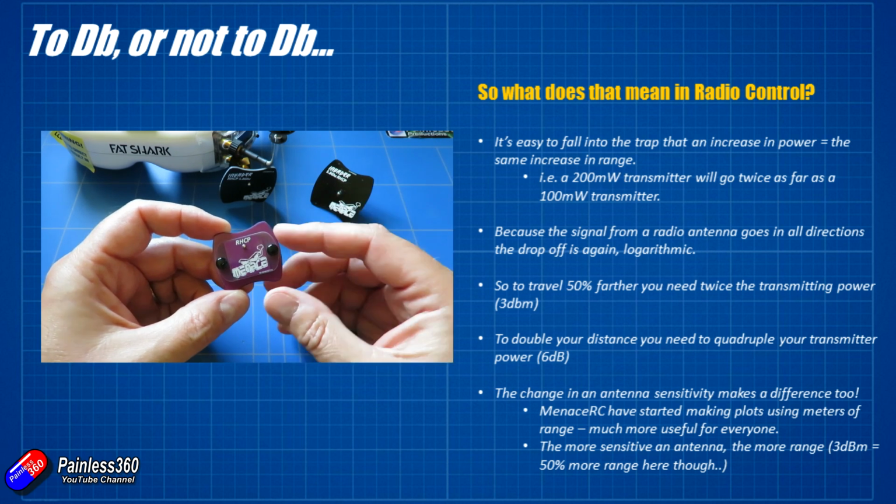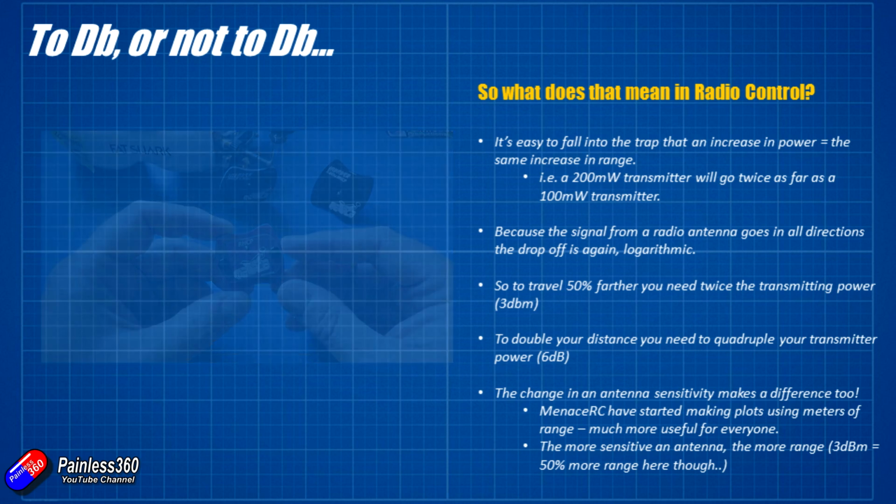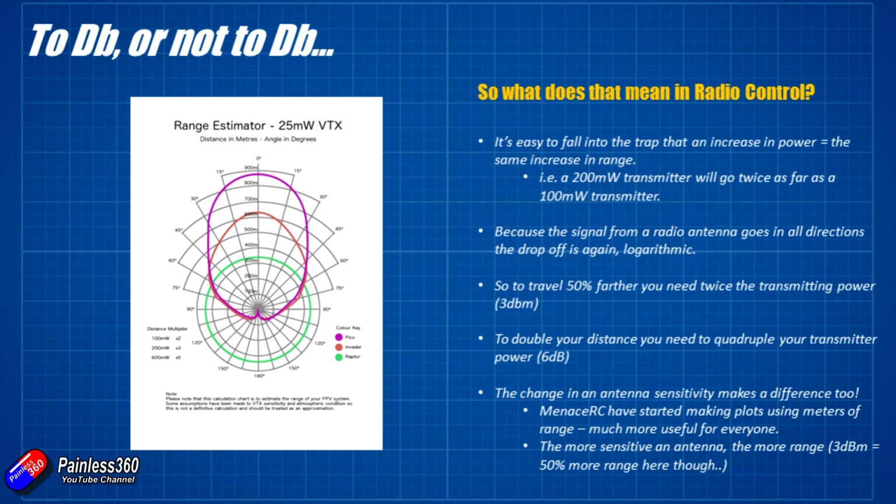Now, the really nice thing, Menace RC has just started to publish their graphs for the reception areas of their antennas, not using dBm, which tends to blow everybody's mind, but in actually good old-fashioned meters. So here on the left-hand side, again, I'll put a link in the description to the Menace RC website. I hope that other manufacturers do similar things for those who aren't scientifically minded, but hopefully now you can see with this diagram on the left, it's giving you an idea of, with a 25 milliwatt video transmitter, how far you can actually fly in ideal conditions. Again, these are ideal conditions.